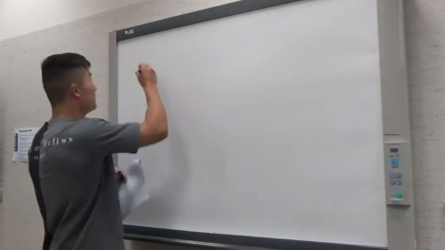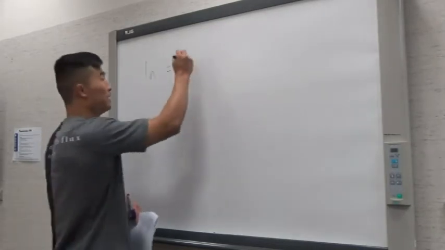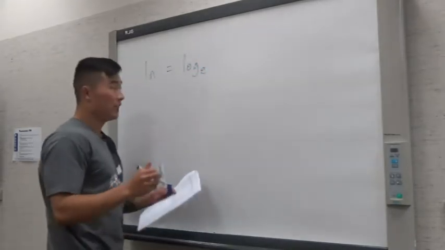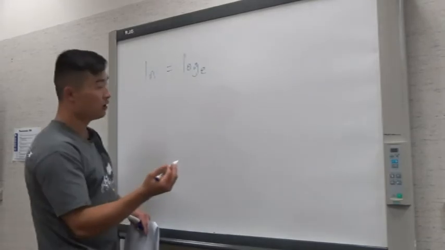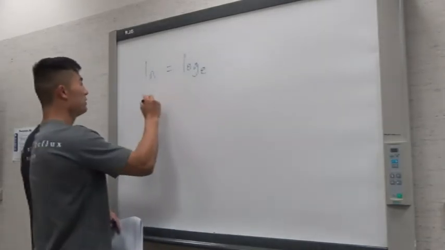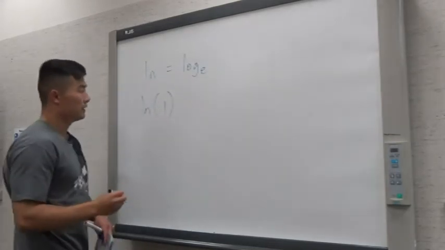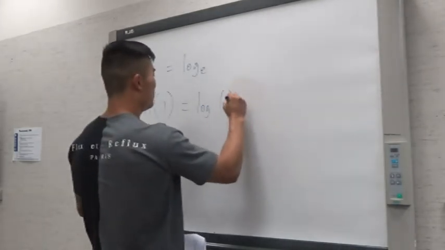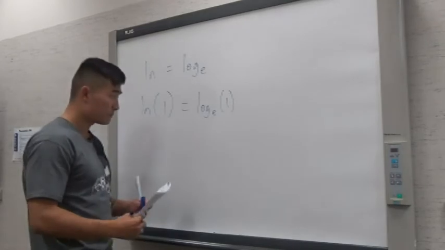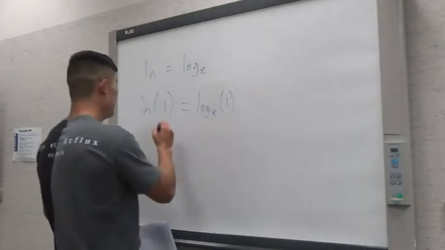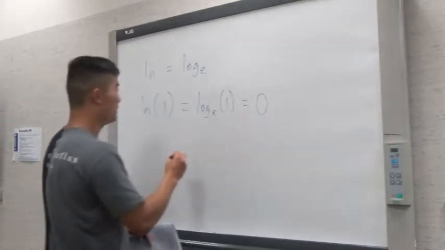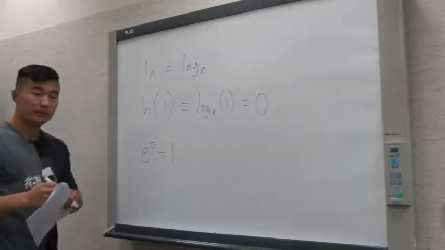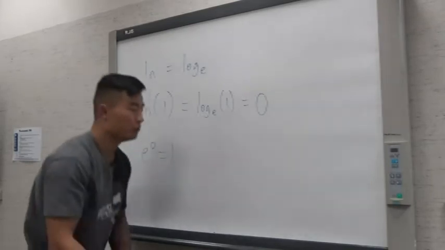Ln is just a log function with the base of e. So if we wanted to find the natural logarithm of 1, that's the same thing as saying we want to find the log of 1 with the base of e. So of course that would be equal to 0, because e to the power of 0 is equal to 1. So remember that anything to the power of 0 is equal to 1.